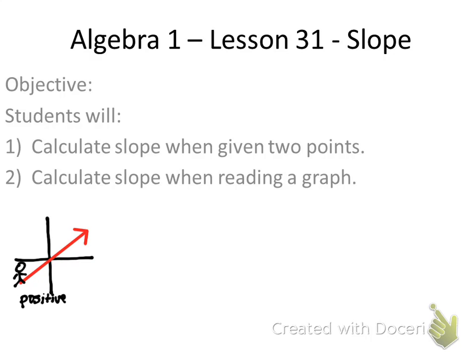Okay, so this is Algebra 1, lesson 31 on slope. We're going to calculate slope given 2 points and a graph. Down here I started showing you that we could have a positive slope. Now let's say we were at the top of the mountain and now you got to a flat area.